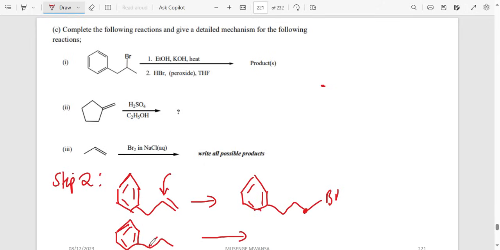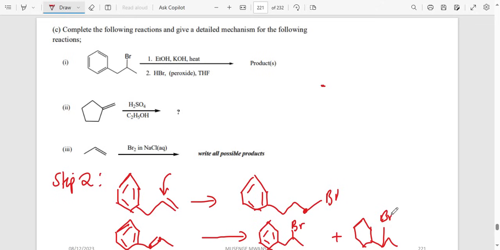And then for this one, if you can see this other compound, the double bond is equally substituted on both sides, meaning that the Br can either come and attach here, or it can attach here.